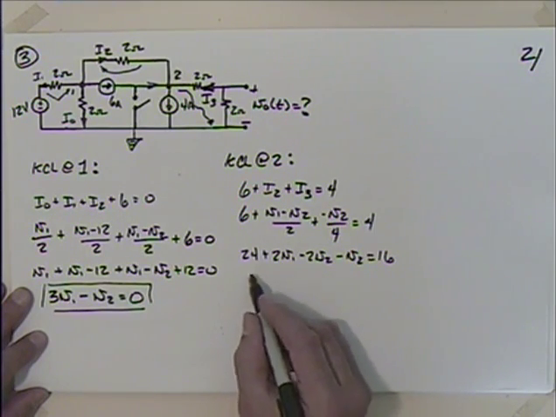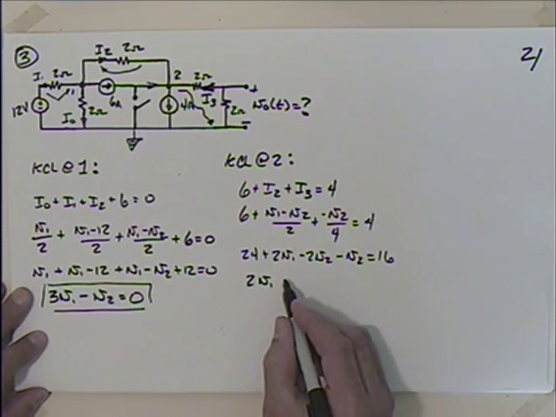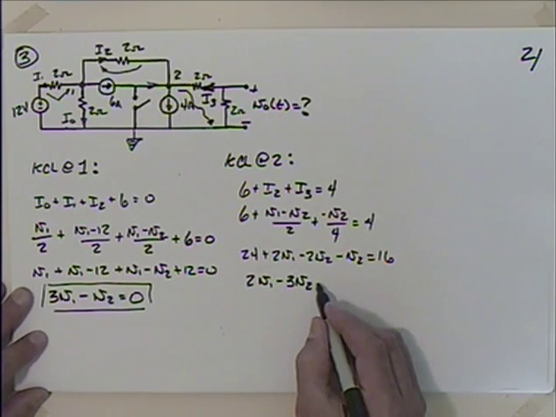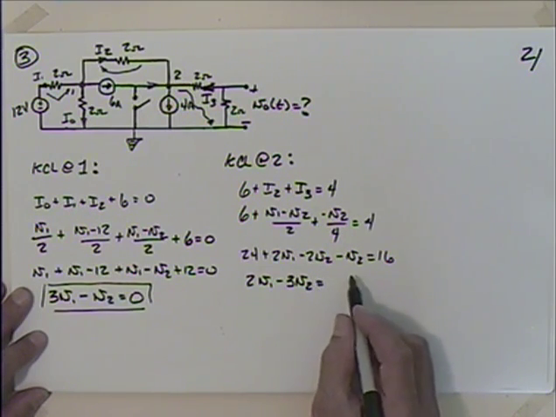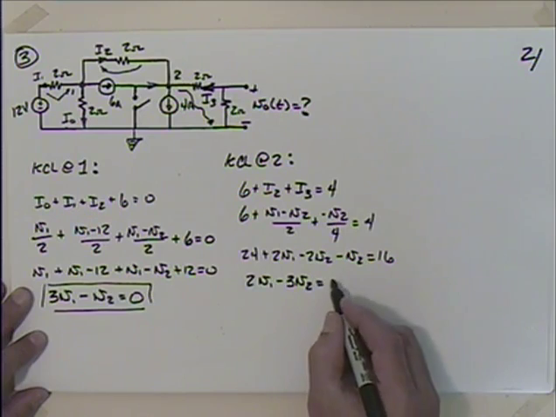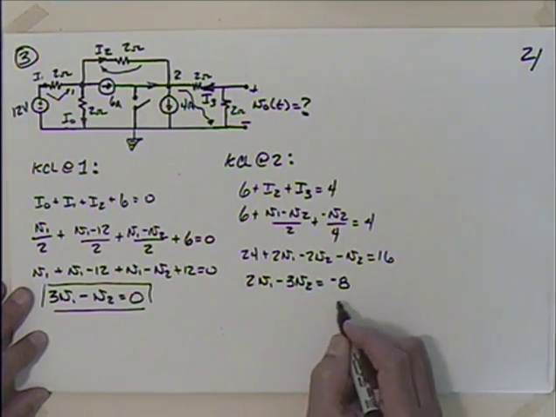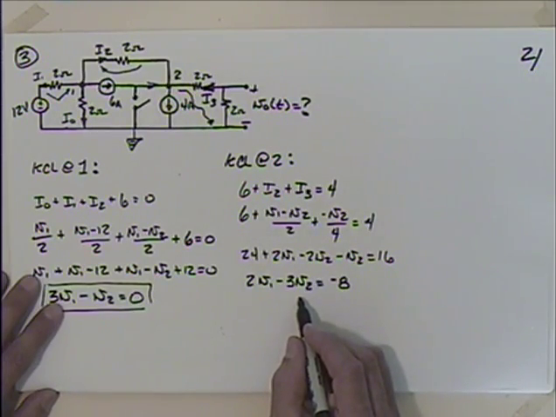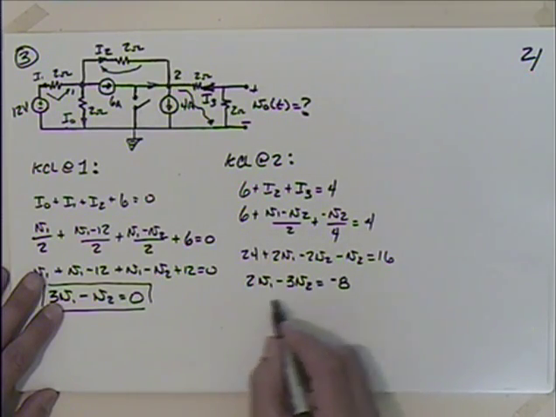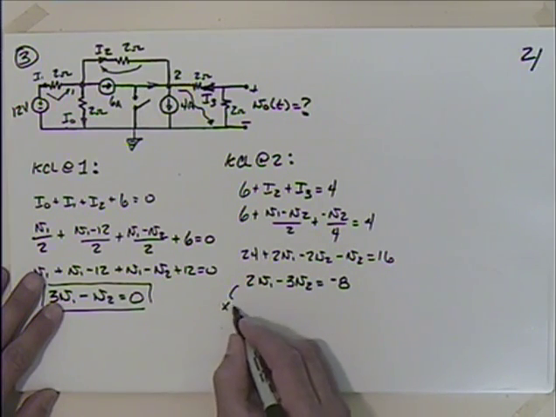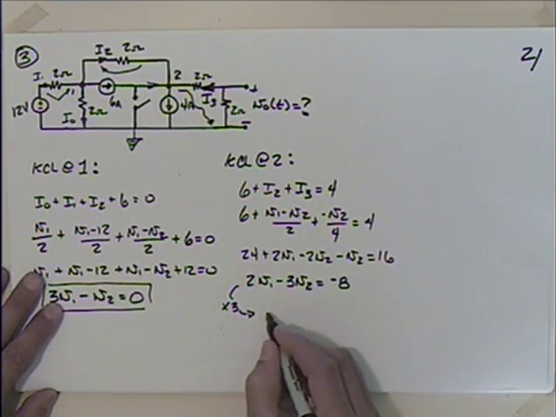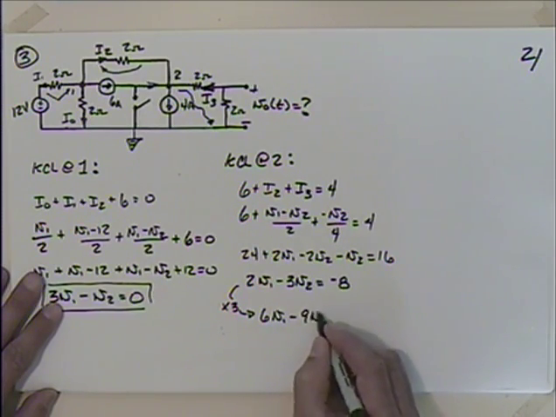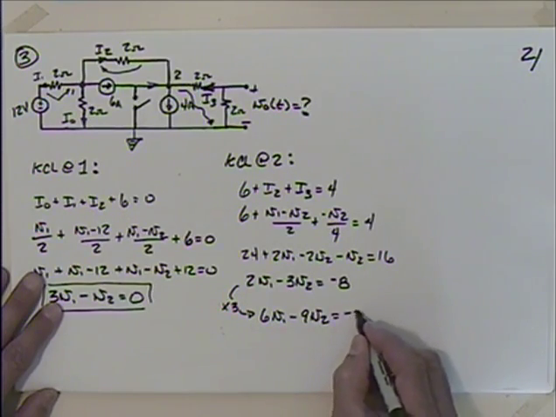So I have 2 V1 minus 3 V2 is equal to minus, let's see, is that right? Minus 8, right? Okay, so what I'd really like to find is V2, right? So I think I'll multiply this equation by 3. So I've got 6 V1 minus 9 V2 is equal to minus 24.